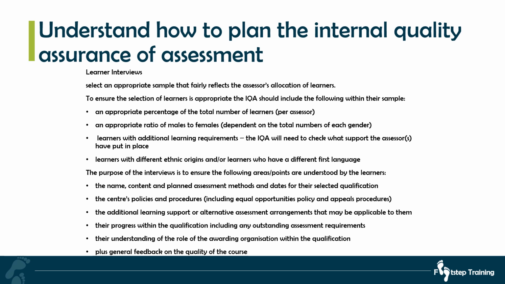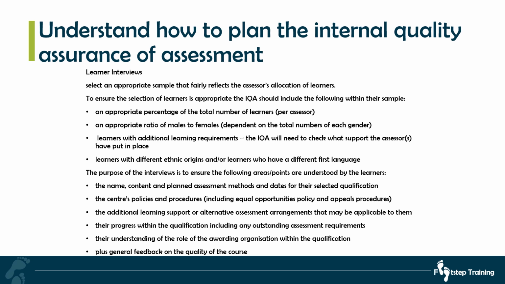Should also include the centre's policies and procedures, the centre being the training organisation. Ideally, try and focus on things such as the equal opportunities policy and appeals procedure, making sure the learner is fully aware of that appeals procedure by asking them. So then you'll be able to detail whether the assessors actually passed on that information to the learner. Also looking at additional learning support or alternative assessment arrangements that may be applicable to them. For example, if they struggle with writing, has the assessor offered a professional discussion instead, for example?